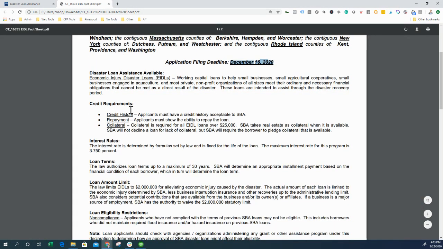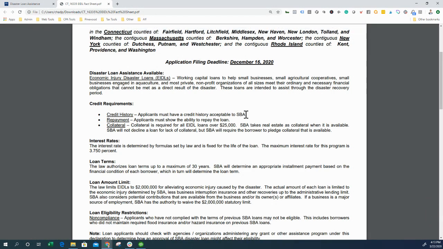All right. So credit requirements, credit history. Applicants must have a credit history acceptable to the SBA. Now, they're not giving specific numbers, but what we often see is credit scores of a minimum of 640 and up. If you have a low credit score or a poor credit history, you can very likely apply with a co-borrower.